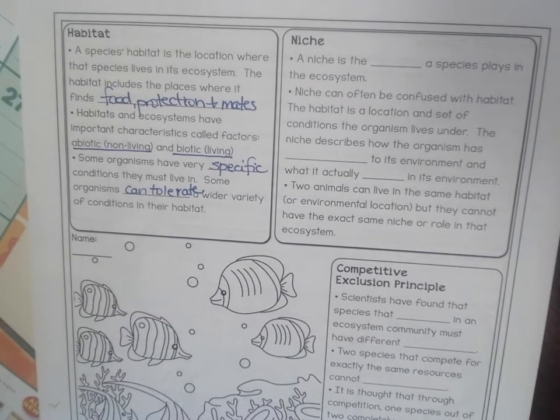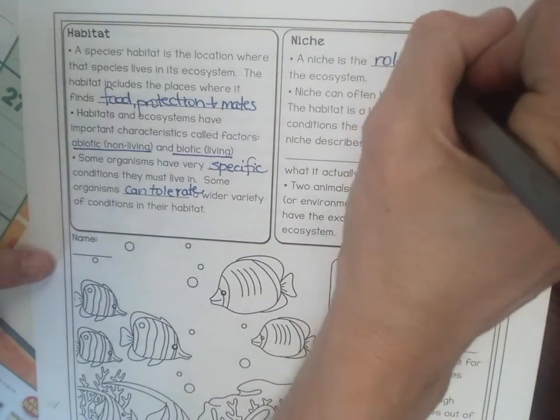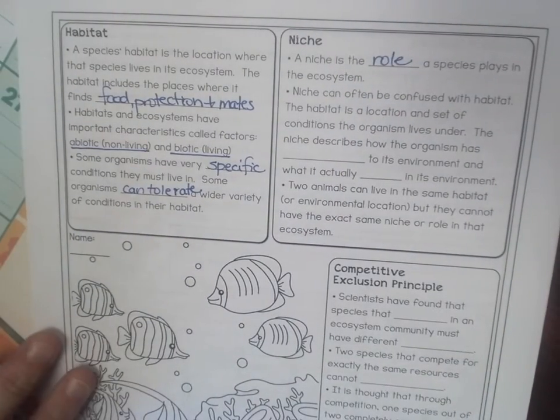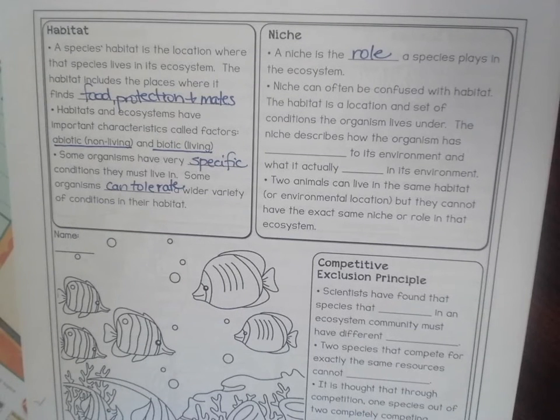So what then is a niche? A niche is the role that a species plays in its ecosystem. A niche can often be confused with a habitat because when you think niche, you think the place, but it's not so much a place. The habitat is a location, but the niche is not really a location. So a habitat is a location and a set of conditions the organism lives under.